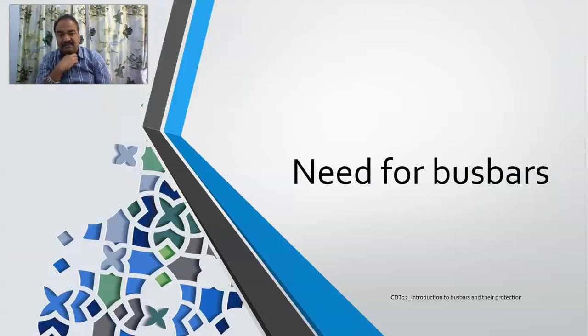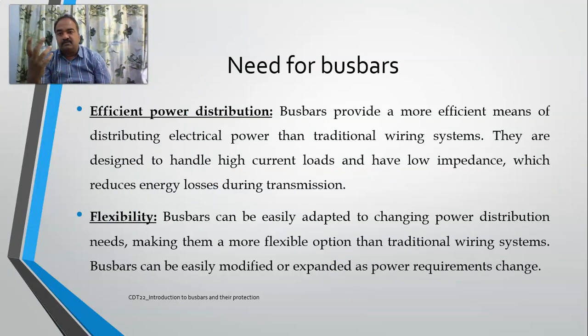Now, what is the need for bus bars? Why should we go with bus bars? The biggest thing is that power distribution will be very efficient when compared to the traditional wiring systems. Traditional wiring systems may not be able to handle high current loads, and the joints may create some sort of disturbances, and they can also provide some resistance.